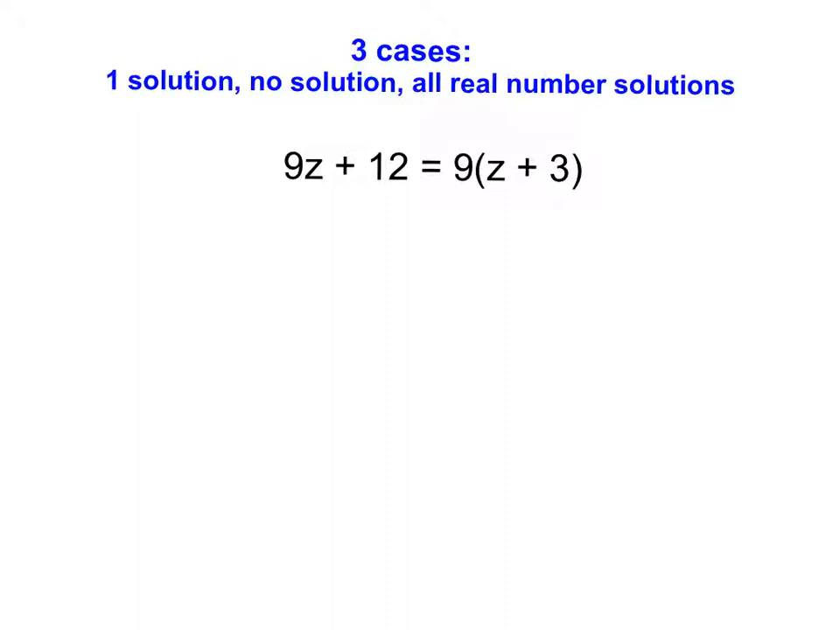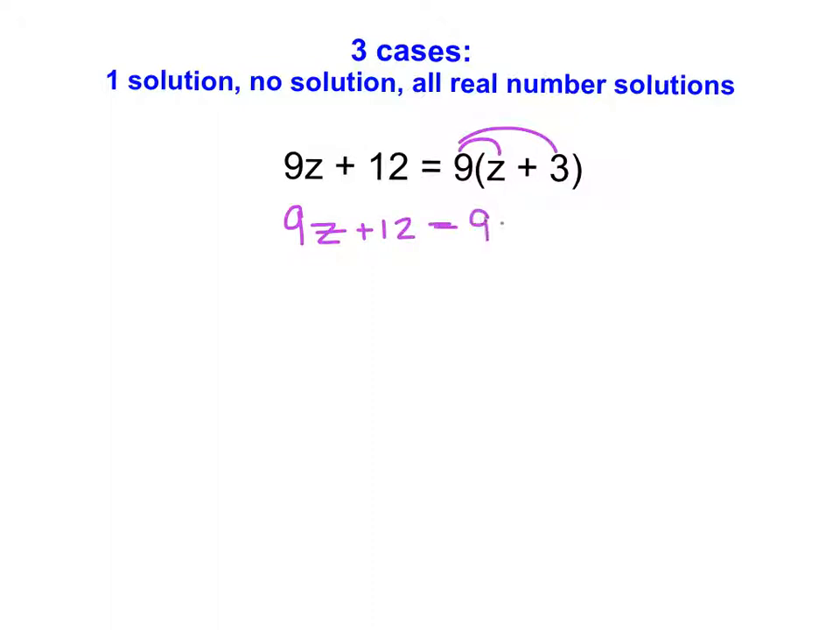So the best way to really see these in action and to be able to determine one solution, no solution, or all real number solutions is to just dive in and start examples and see what happens. So we're just going to dive in and start this problem and see what results at the very end. So hopefully your brain is telling you that you need to always start by distributing. So we're going to start there by getting rid of the parentheses, by distributing out the 9.